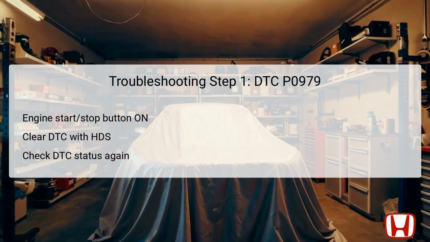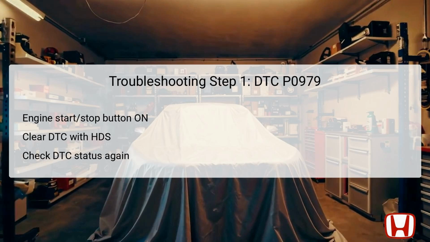In the first troubleshooting step for DTC P0979, begin by pressing the engine start-stop button to select the ON mode. This step powers up the vehicle's onboard systems without starting the engine. Once in ON mode, utilize the Honda Diagnostic System, HDS, to clear the DTC. This action clears previous error codes from the PCM, allowing for a fresh diagnostic assessment. After clearing, start the engine in the Park (P) position and wait for at least 1 second.